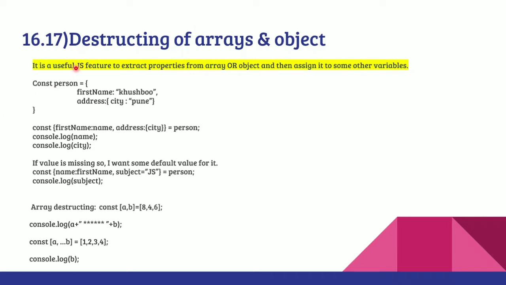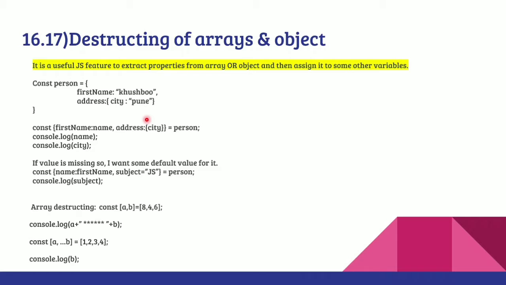person, and to access person.address.city we need to write a long statement, but I just want to refer to this using city or some other variable. So I can go with the concept of destructuring. If I write console.log name, the first name will be shown. If I log console.log city, the city will be shown. In this way, destructuring plays a role.